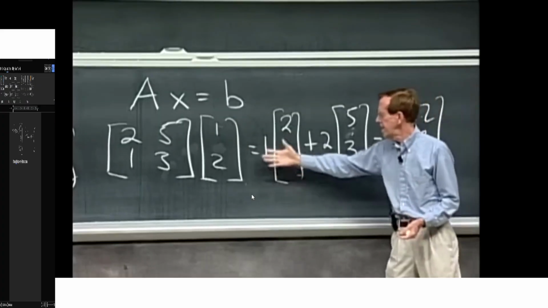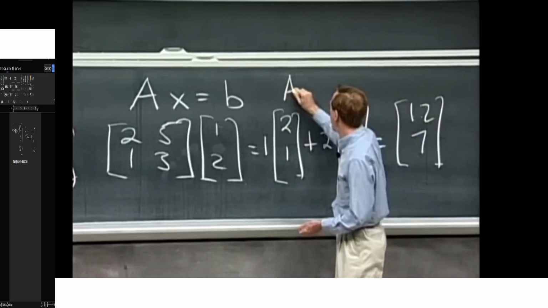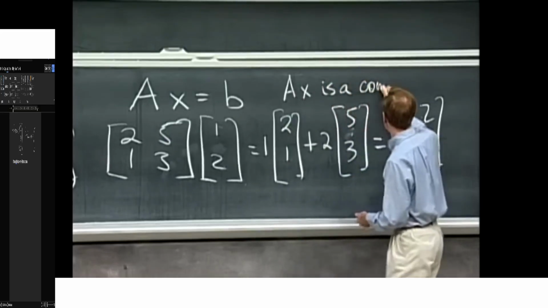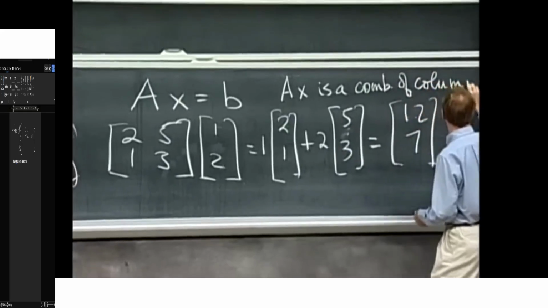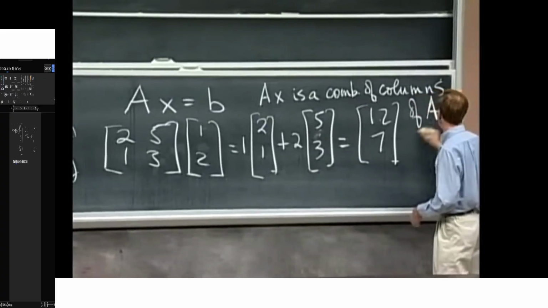I'd like to see it by columns. I see this as a linear combination of the columns. So here's my point: A times x is a combination of the columns of A.